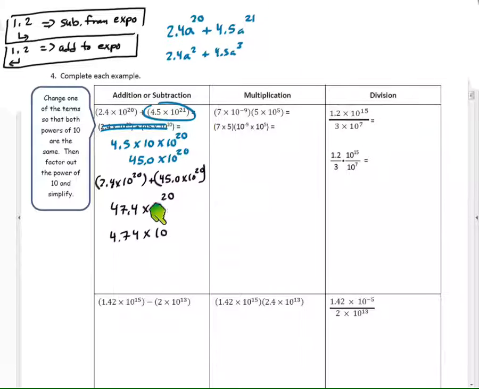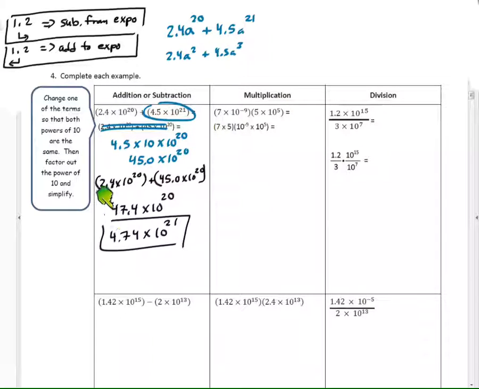So what would my exponent be? If I move this decimal back 1, what is my exponent supposed to be? If I move it back 1, we're supposed to add to the exponent. So we get 21. That is more correct scientific notation.